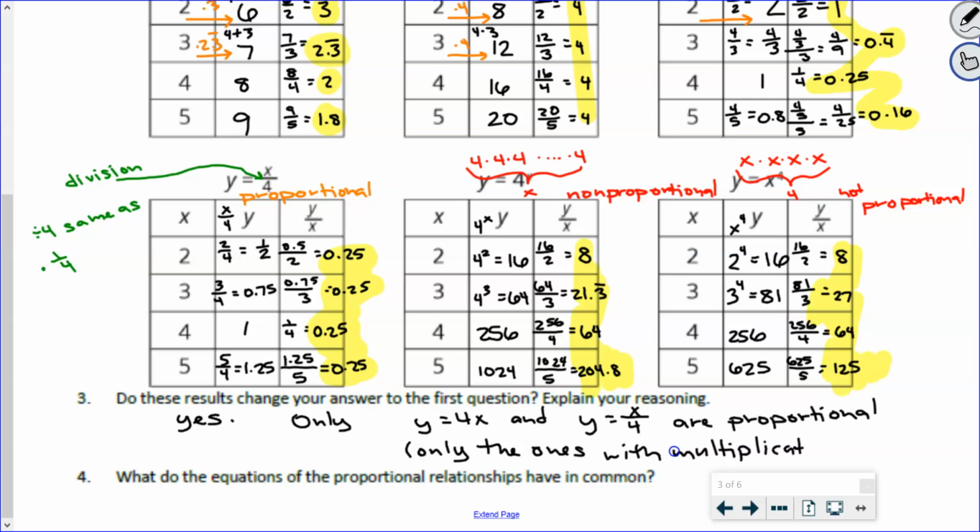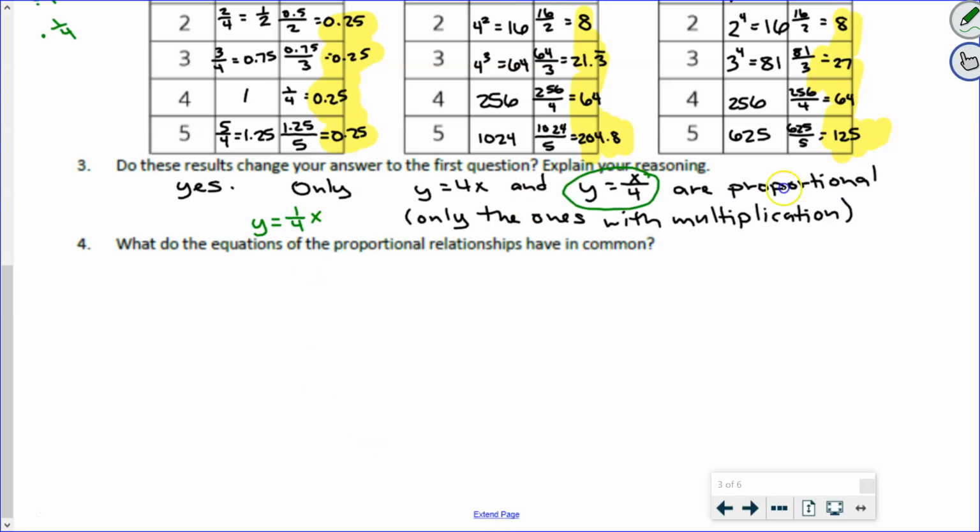Again, make that connection. Why am I saying only the ones with multiplication when clearly this one doesn't have multiplication? It does. We can always rewrite that. Y equals x divided by 4 we can rewrite as y equals 1/4 x, and then we can see that it is multiplication. So again, what do the equations of proportional relationships have in common? I just wrote that one down. All of them are multiplying or can be written as multiplication.